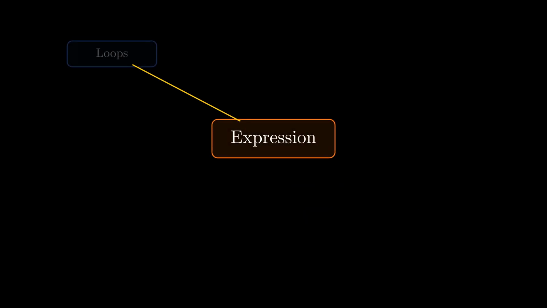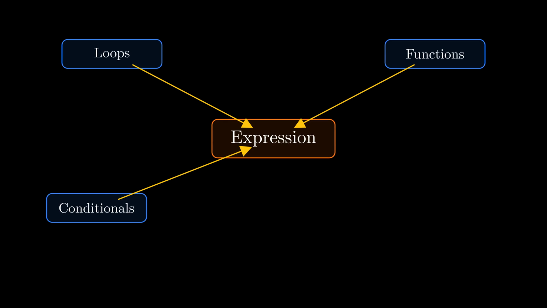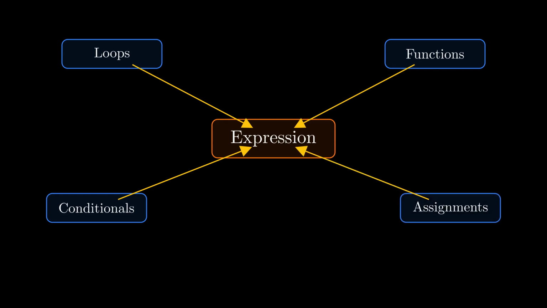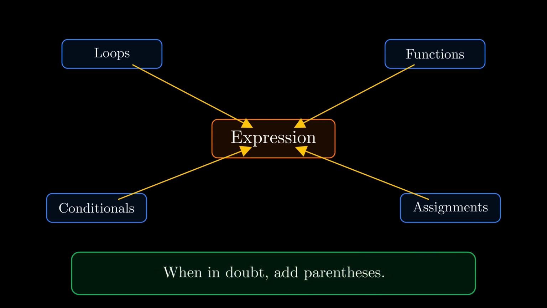Expressions are the atoms of every Python program. Loops, functions, conditionals. They all rely on this evaluate-to-single-value rule. Mastering precedence and the resulting types means you can predict what your code does before running it. That's the foundation of debugging. When in doubt, add parentheses. They cost nothing and they make your intent unmistakable to both Python and the next person reading your code.